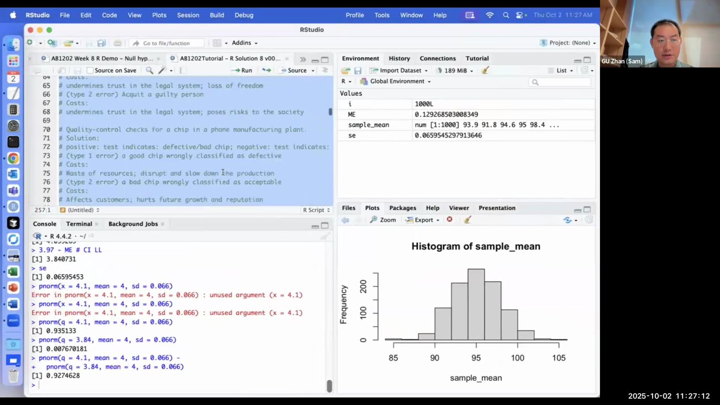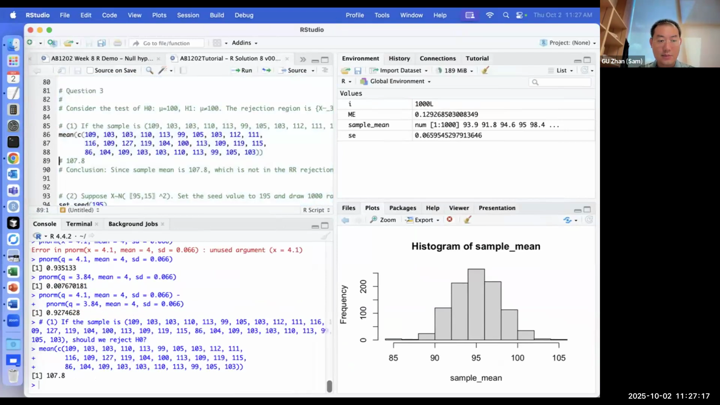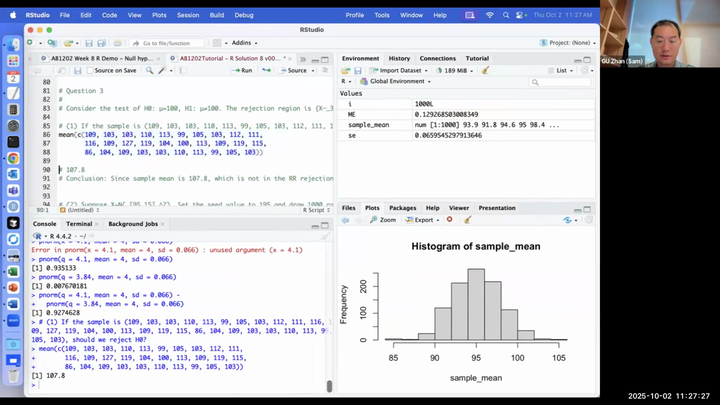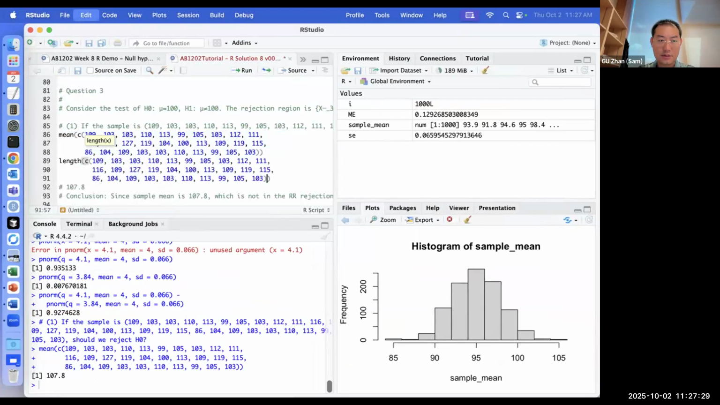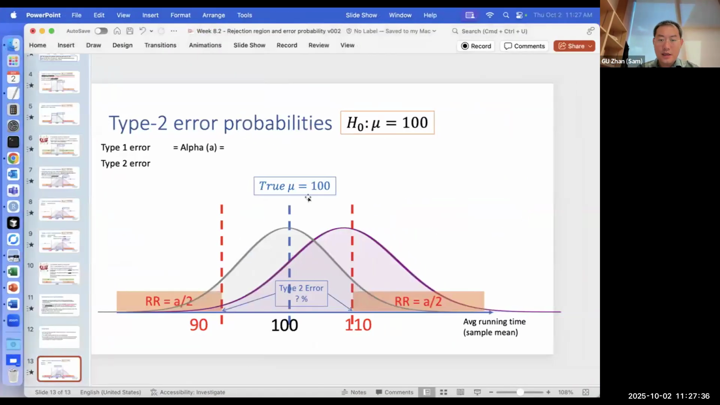So let's look at question 3. If the sample is this one, then we run it. Your sample mean is 107.8. Let's have a look at the length of these. How many elements do we have? 30. That's good. The sample size is large, so we use the Z distribution. Now you have a test statistic to calculate here. So it is 108. How about 108?